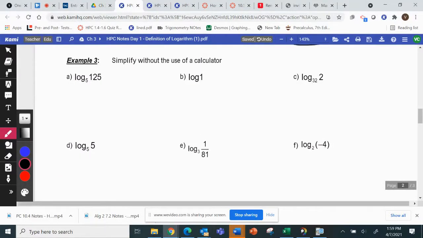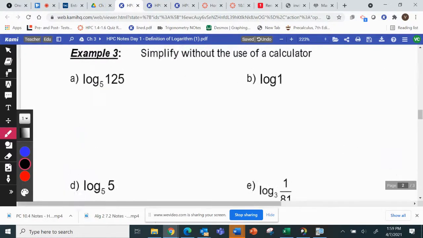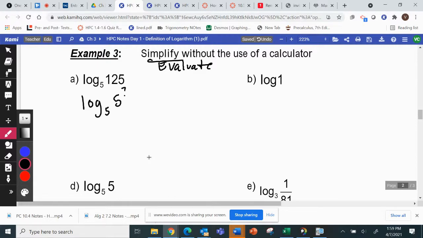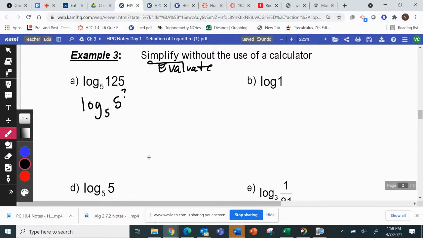So this we did as some of the very first examples. These are evaluate, simplify, evaluate, same thing for this. We're going to find one number. So log base 5 of 125, we're basically finding log base 5 of 5 to what exponent? That's what we're finding. Jack, what exponent on the 5 is going to give me 125? 3. So these cancel and we get 3 for our answer. It's just the exponent. That's what the answer is.